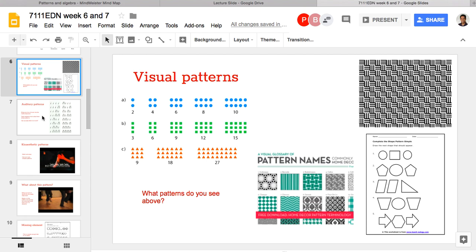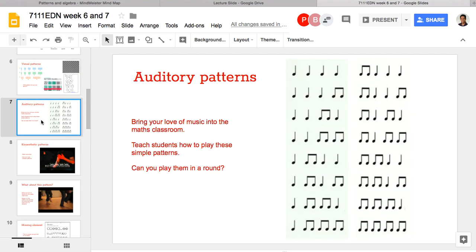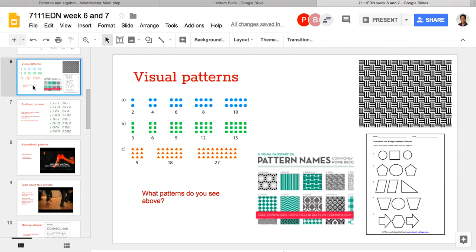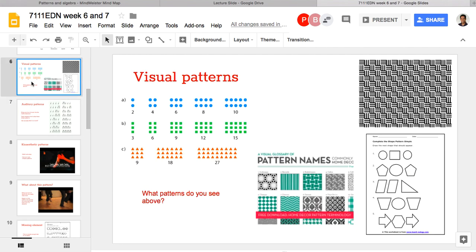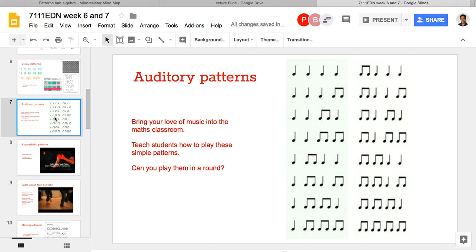Let's have a look at the other patterns, because not only do we have visual patterns, but we also have auditory patterns. In this last activity, where we were extending that pattern, this is a visual representation of music, where we would present students with some beats to play, and they would repeat those beats until we tell them to stop. That's essentially what a lot of music is.